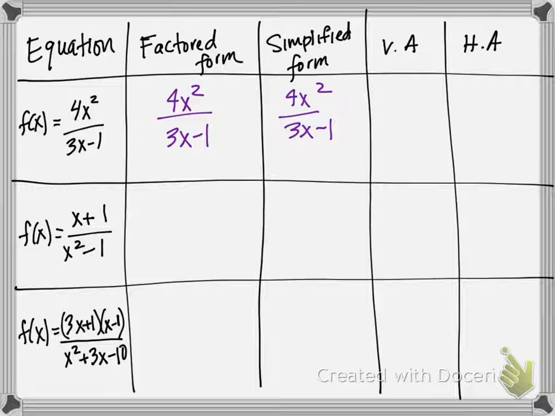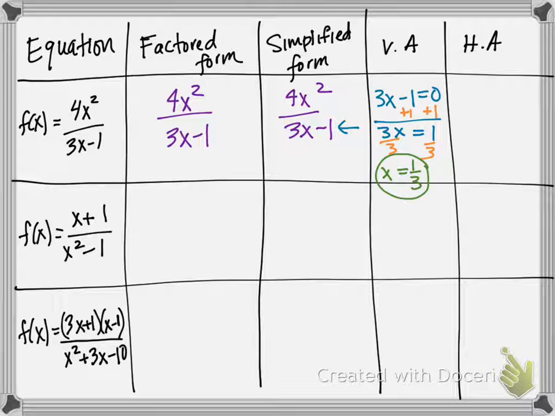So for the vertical asymptote, we're going to set the denominator equal to 0. So 3x minus 1 is equal to 0. So we're going to add 1 to both sides, and we get 3x is equal to 1. And the last step is to divide both sides by 3. So the vertical asymptote is at x equals 1/3.